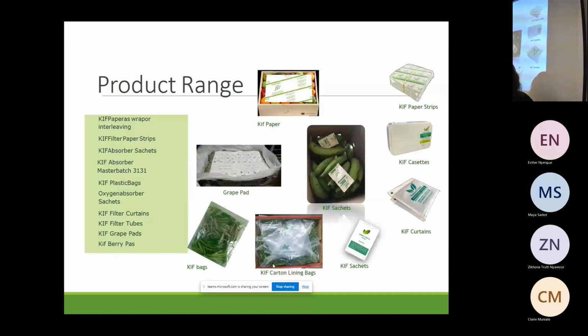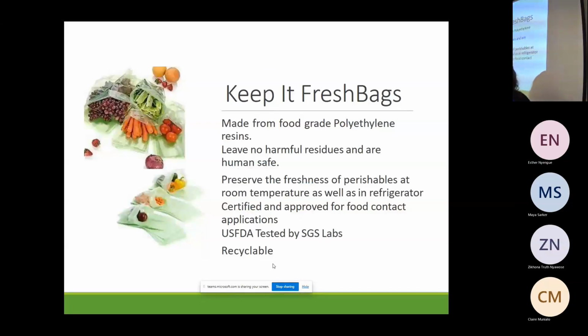Then if you look at the other product range that Keep It Fresh produces, the paper strips, the caskets that at times they can put in certain boxes, curtains at times, just for those ones which are ethylene sensitive, and sachets, linings in the boxes, and also plastic bags. So they're all different technologies that they have to improve the freshness of products.